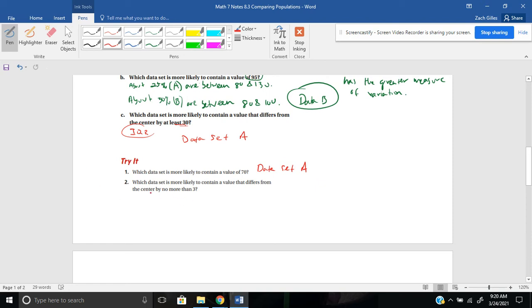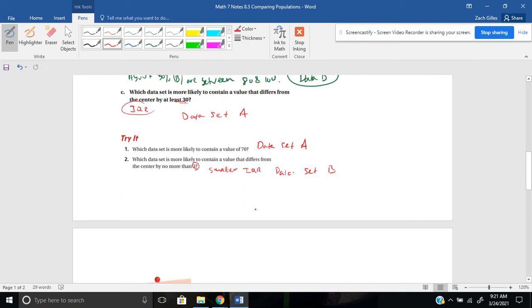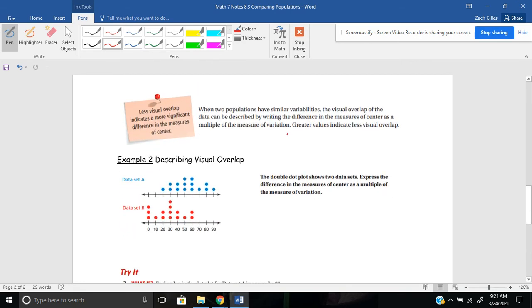And number two is, which data set is more likely to contain a value that differs from the center by no more than 3? So here we are. No more than 3. We're looking for the smaller IQR, and that's definitely data set B. Data set B had an interquartile range of 20 versus A had 50. Okay. All right, let's move on to the next example.